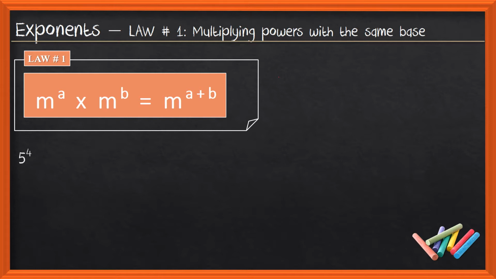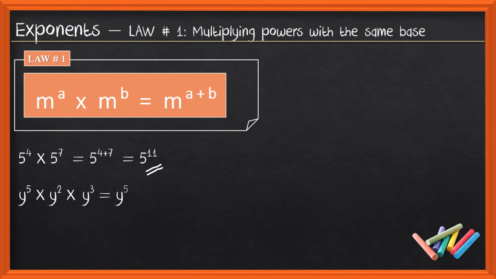5 to the power of 4 times 5 to the power of 7 is 5 to the power of 4 plus 7, which is equal to 5 to the power of 11. y to the power of 5 times y square times y cube equals y to the power of 5 plus 2 plus 3, which is equal to y to the power of 10.